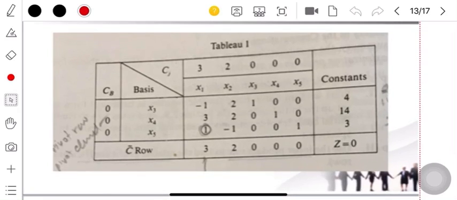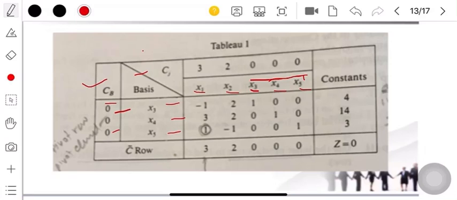So this is the table. In this we have assumed, in place of s1, s2, s3, we have taken x3, x4 and x5. So what we need to do is write all the variables here: x1, x2, x3, x4, x5. x3, x4, x5 are the slack variables which we have assumed there. And these are the basic variables, which are x3, x4 and x5, and their coefficients in the objective function are 0, 0, 0, right?